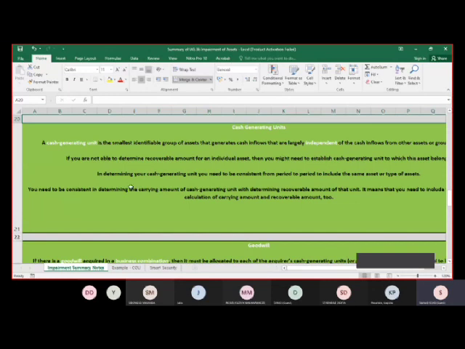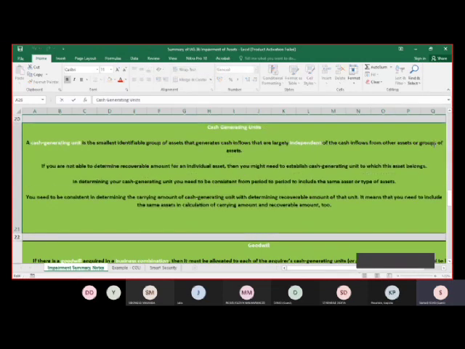So basically, based on the definition, they are saying a cash generating unit is the smallest identifiable group of assets that generate cash inflows that are largely independent of the cash inflows from other assets or group of assets. Let me go through the definition again. They are saying a cash generating unit is the smallest identifiable group of assets that generate cash inflows that are largely independent of the cash inflows from other assets or group of assets.